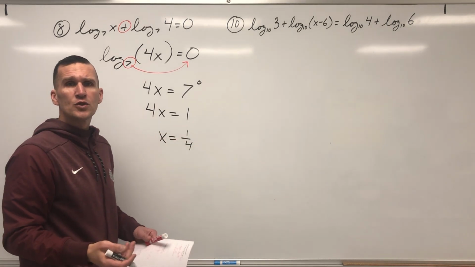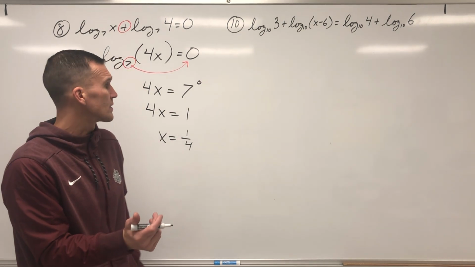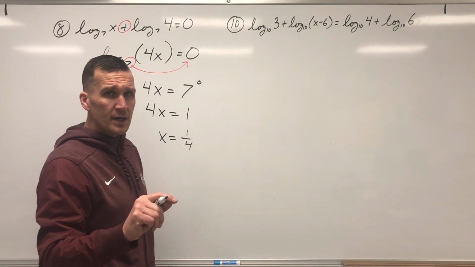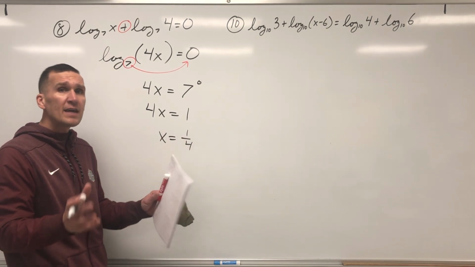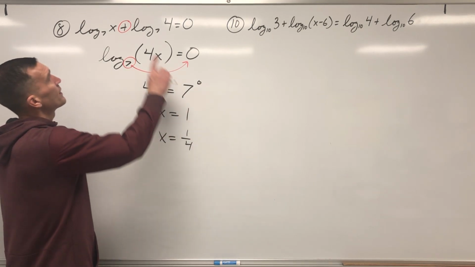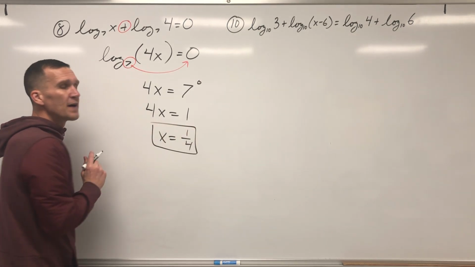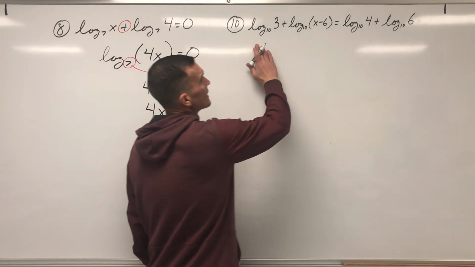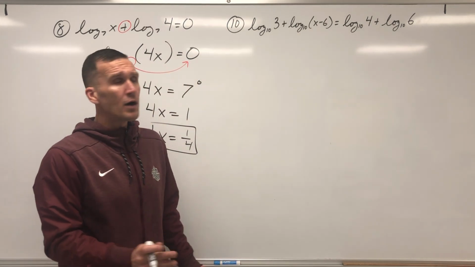Now when you read my notes, you'll see that I put the word valid by it. Please remember, we always have to check those restrictions. The base has to be a positive number, but it can't be 1, and the argument has to be a positive number. You're allowed to get negative answers and everything like that as long as you plug in. Well, when I take 1/4 and I plug it into that argument, that is a positive value, so it is a valid solution.